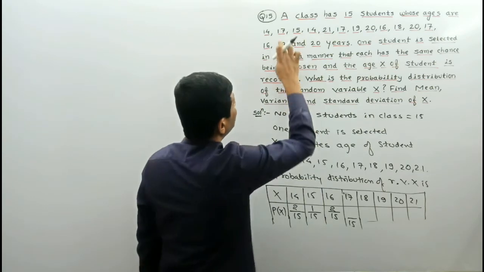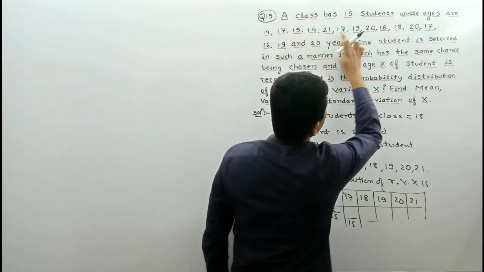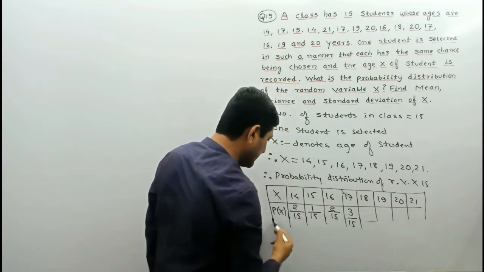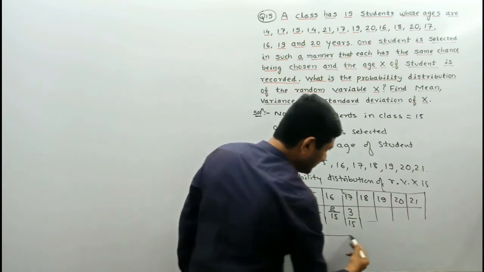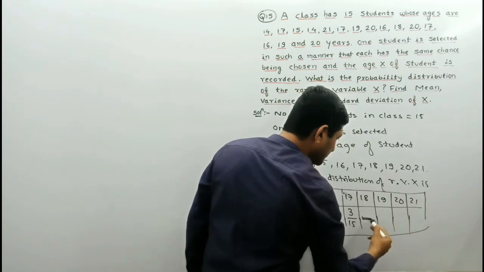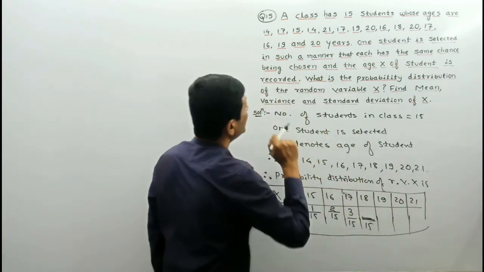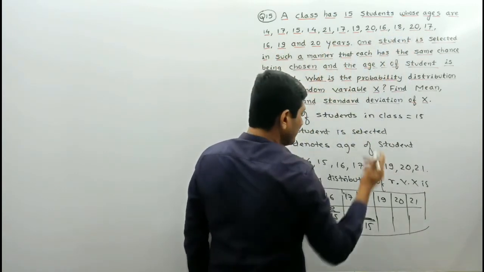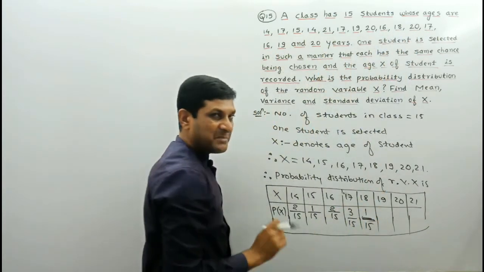15, and 17 appears 1, 2, 3 times. So 3 students are there. So its probability will be equal to 3 by 15. Later on, check how many students are there out of these 15 whose age is equal to 18. 18 appears only 1 time, so its probability is 1 by 15.